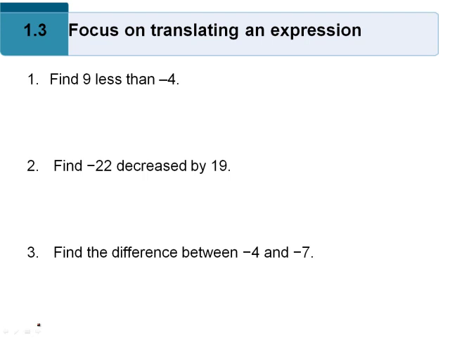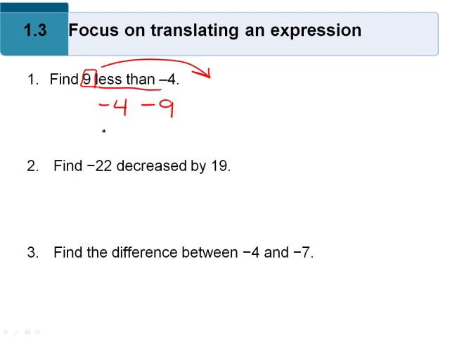Alright, so let's look at translating these expressions. It says find 9 less than negative 4. So remember with less than, the order has to flip. So what you want to do whenever you see less than, whatever's in front of those two words, you're going to put it at the end. Okay, so 9 less than, you're going to subtract 9 from negative 4. So that's what you're going to have set up. Negative 4 minus 9. Okay, so make sure you realize the order flips.